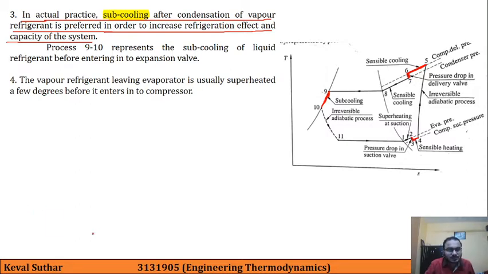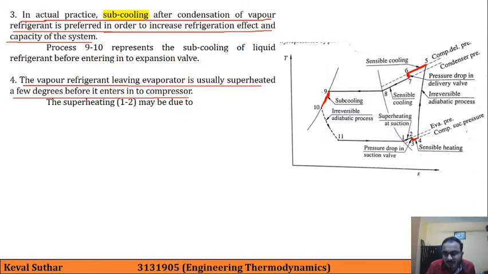Now the fourth point: the vapor refrigerant which is leaving the evaporator is usually superheated to a few degrees before entering the compressor, and this is the superheating which we are discussing right now, point 1 to 2.